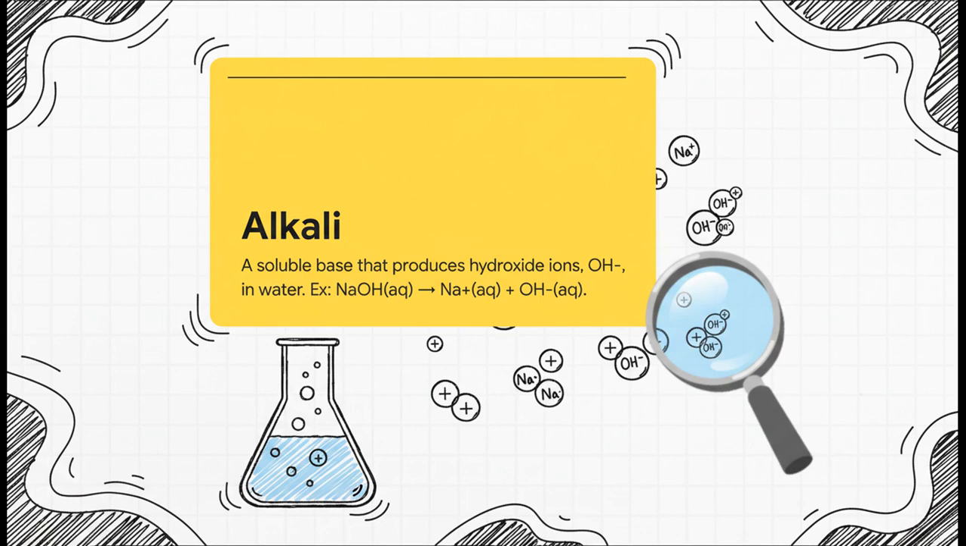And then on the other side of the ring, you've got alkalis. Now, the key phrase to remember here is soluble base. So when an alkali, like sodium hydroxide or NaOH, dissolves in water, it does the same kind of splitting thing, but it produces hydroxide ions instead. Those are our OH- particles.